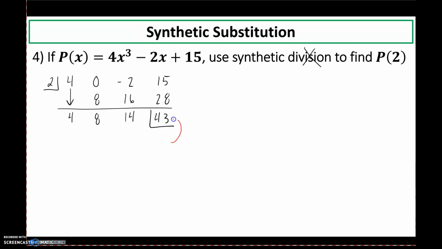So this is the value of P of 2. So P of 2 is equal to 43. That's obviously not equal to 0, so we cannot say that x minus 2 is a factor. Not a factor of the original.